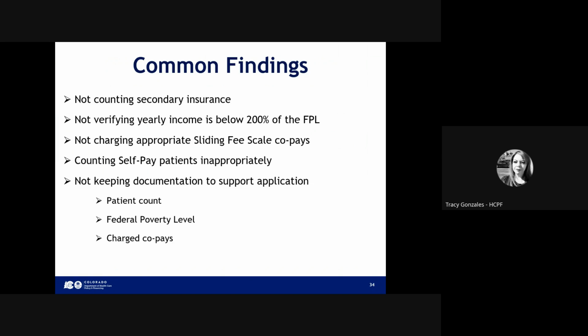Some of the common findings that come up during the audit process are not counting secondary insurances, not verifying patients' federal poverty levels, incorrect copays, improper self-pay inclusion, and insufficient documentation.